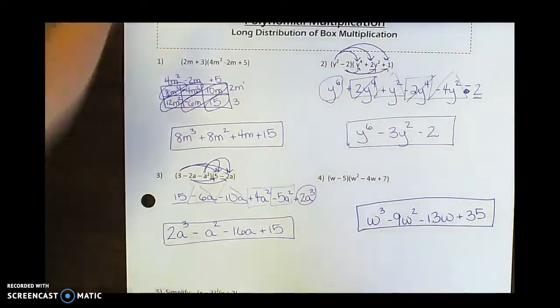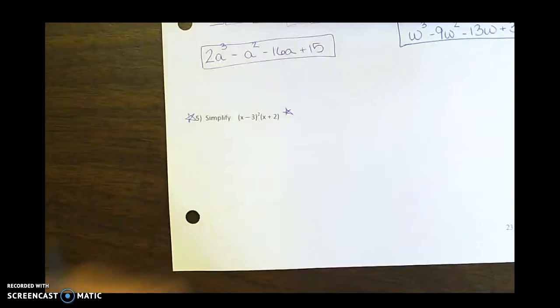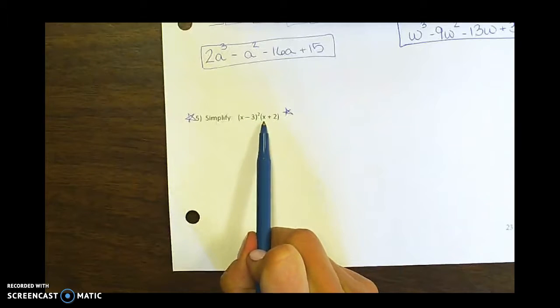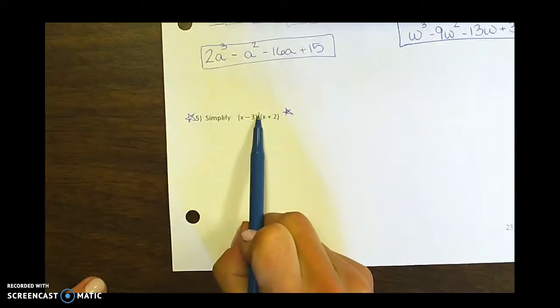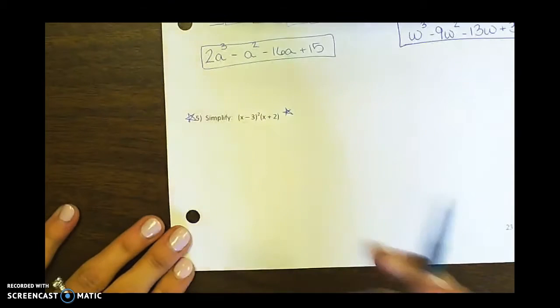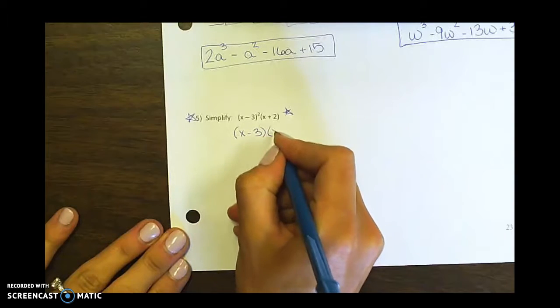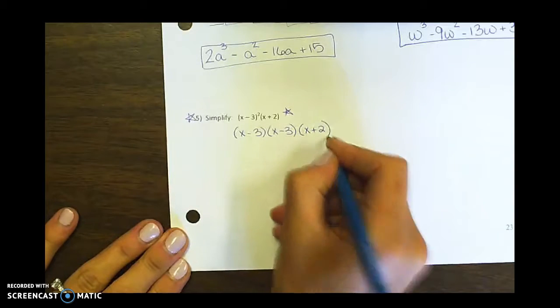All right, let's go ahead. We have one final example left, and I'd like you to put a star next to this one. So number 5, I'm going to let you know right now you're going to have one of these, just like this, on your quiz coming up. All right, so if I take a look here, I have x minus 3 squared times x plus 2. So remember, the first thing we always have to do is work on those powers. So I want to get rid of this power here. So if it's squared, that means I have to write it out twice. So this is actually x minus 3 times x minus 3 times x plus 2.